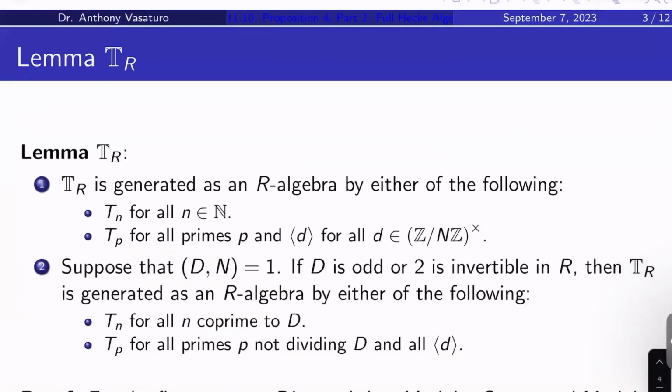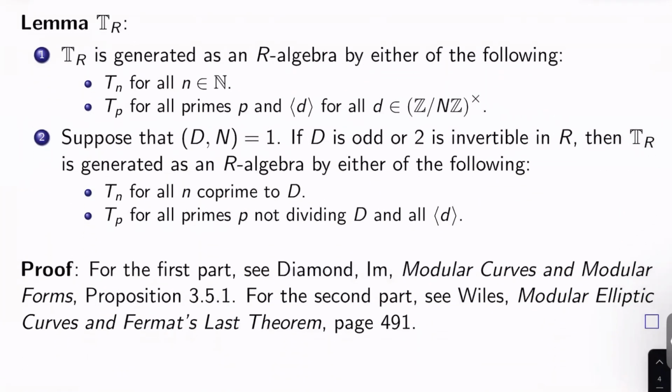Okay. So here's a lemma we'll need. Lemma, T_R, I'll call it. It says two things. First of all, T_R is generated as an R-algebra by either of the following. Either all of the Hecke operators T_n, or T_p for all primes p, and the diamond operators <d> for all d in (Z/NZ)^×. This is a little bit surprising.